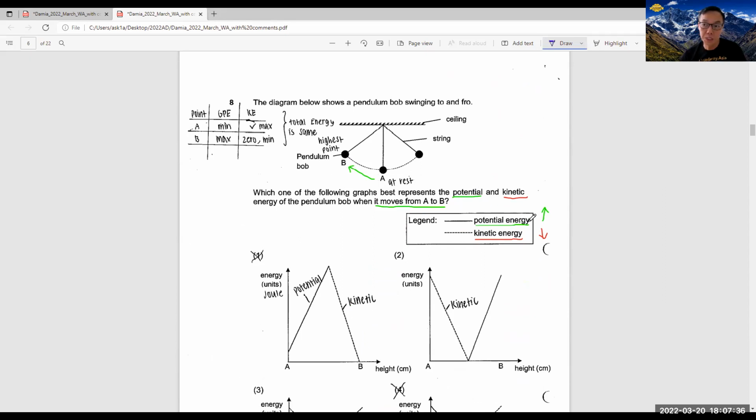So normally students will have a red pen, a blue pen, or even a green pen, because as you know, the exam paper is printed in black and white, as far as I know.